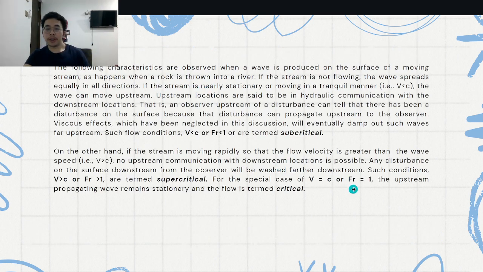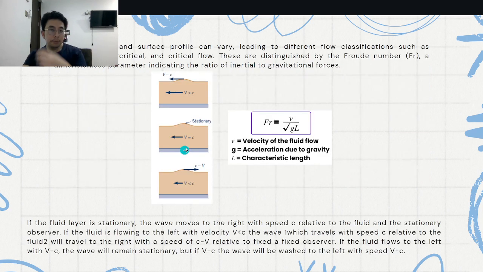But in our special case where V and C are the same and the Froude number equals 1, the upstream propagating wave remains stationary and the flow is termed critical. So basically at this point the flow is critical, V equals C, the Froude number equals 1. So this is stationary.